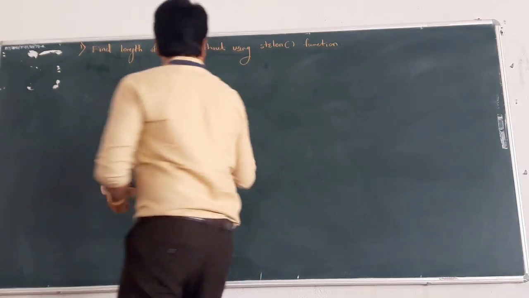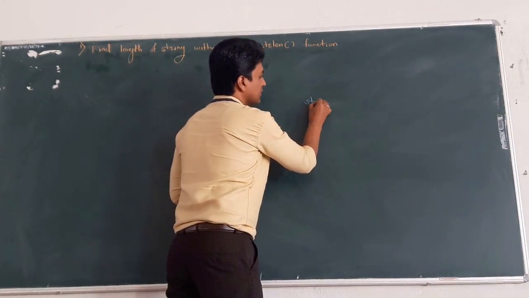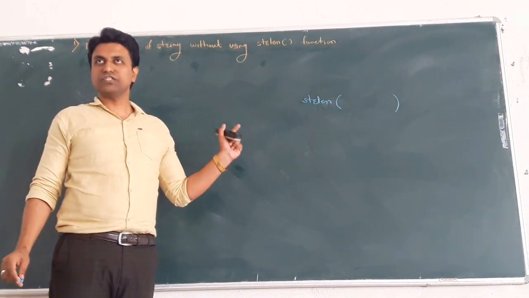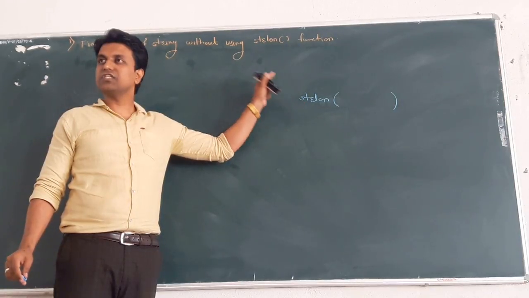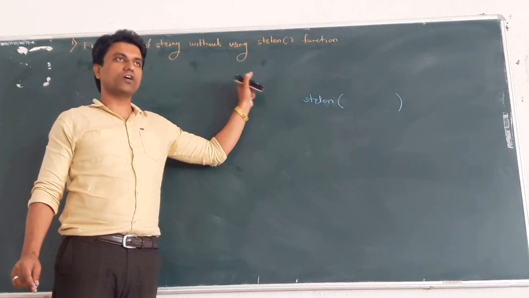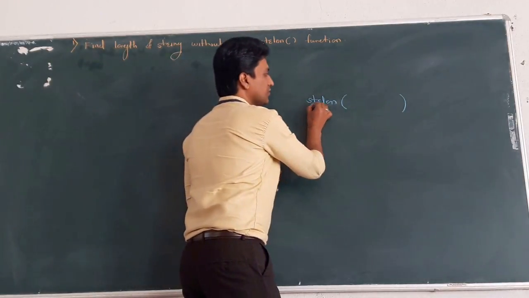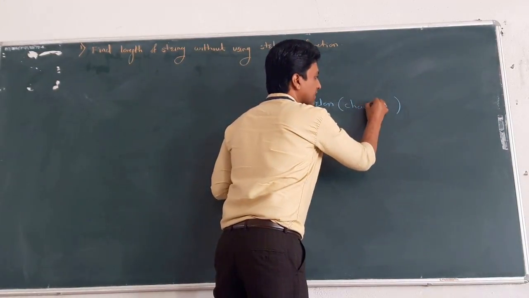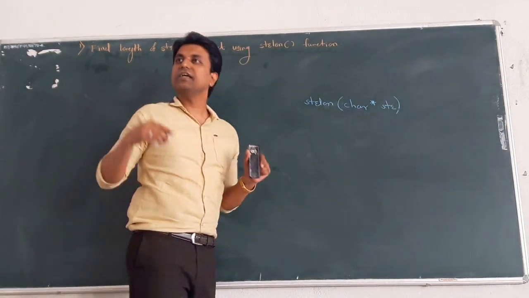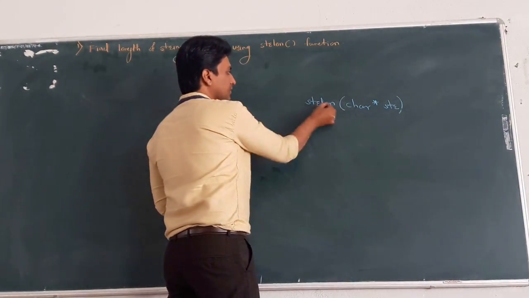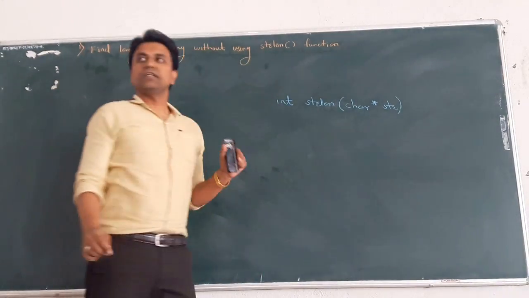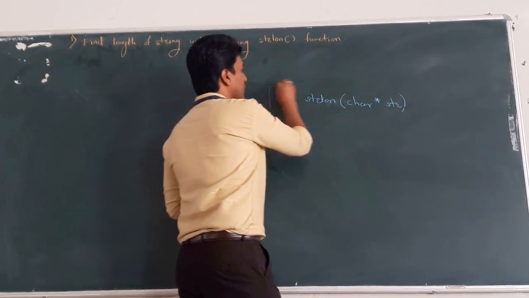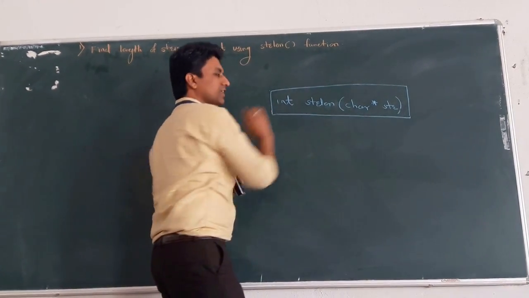So what is the prototype for that strlen function? Prototype means the declaration of the function. This is already a built-in function, present in the string.h header file. To strlen we have to pass one argument, that is of string type. Either you can pass a character pointer str or a character array. Clear? And what is the return type of strlen? Integer, meaning this function returns an integer value. This is called the function prototype or function declaration for the strlen function.